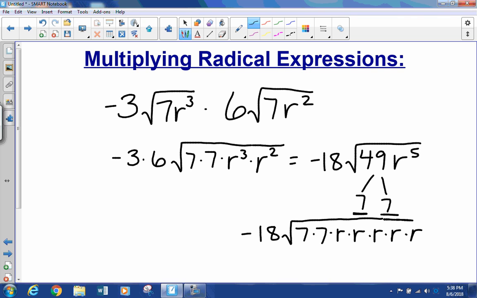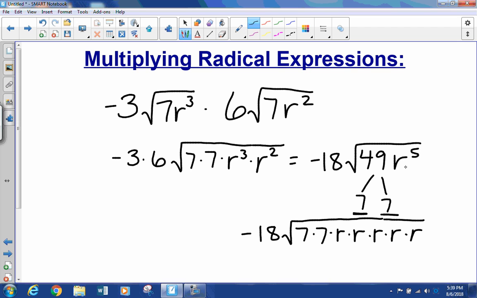Now, you may not have actually needed to do this step right here. It's possible that back at the previous step, you saw a pair of 7s and knew you could take them out. You also might be able to look at r to the 3rd and r to the 2nd, knowing that those would multiply to make r to the 5th. And you can think to yourself, well, out of 5 individual r's, that would create 2 equal groups of 2. And so I'm going to pull 2 factors of r out, and there would be 1 factor of r that would get left behind.